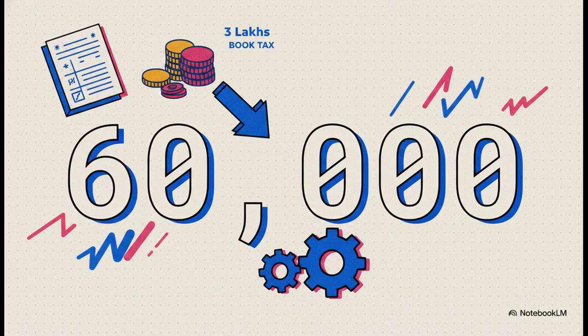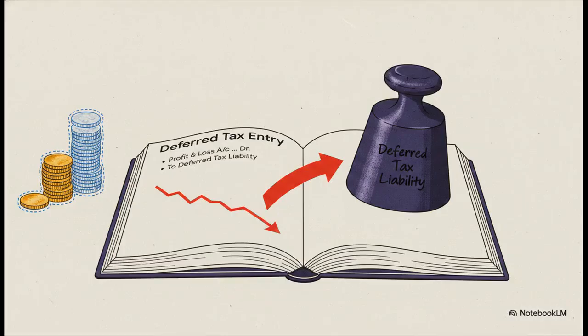But wait, our required book tax was 3 lakhs. That creates a massive 60,000 rupee gap. Since we paid less tax today than our books mandate, we record a 60,000 rupee liability.